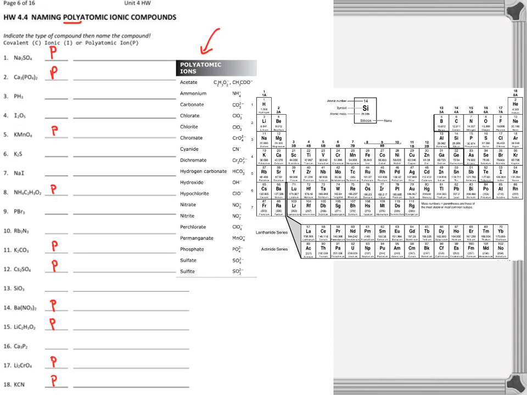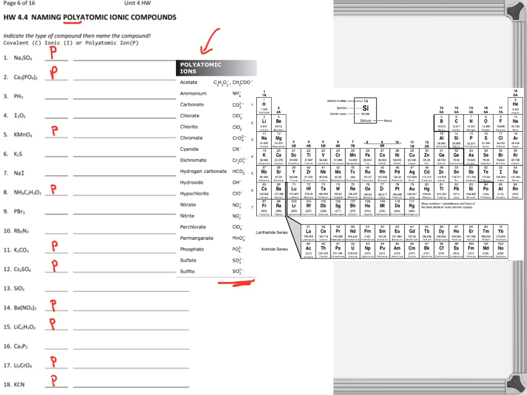Next I'm going to start naming my polyatomic ionic compounds first, and that way I stay in that same frame of mind and I'm not going back and forth. My next step with my polyatomic ionic compounds is to identify the polyatomic ion. And remember, it has to be on this list right here.